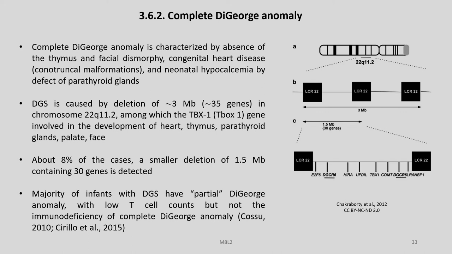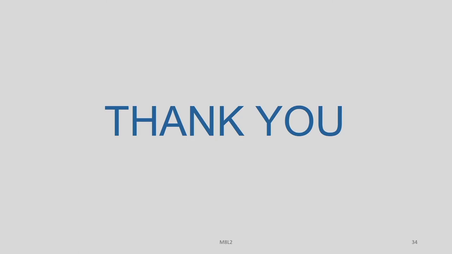The majority of infants with DGS have partial DiGeorge anomaly with low T cell counts, but not the immunodeficiency of complete DiGeorge anomaly. With this, we come to the end of part A of the SCID disease. We will continue this discussion in part B of this lecture. Thank you.